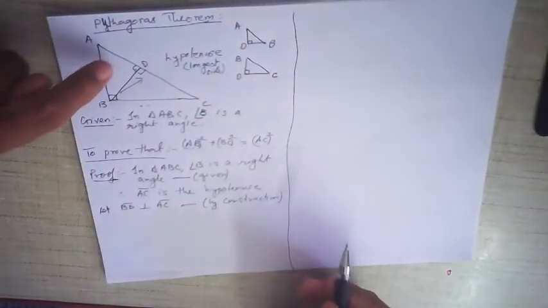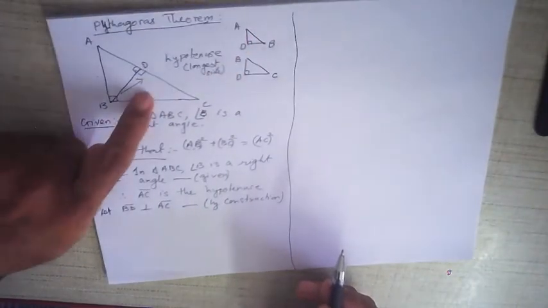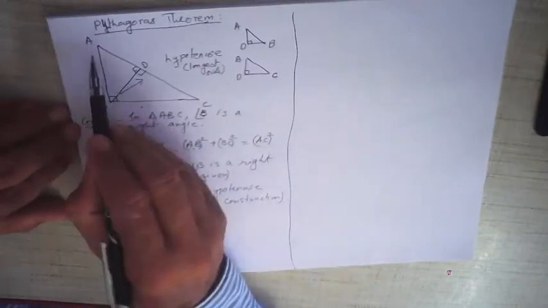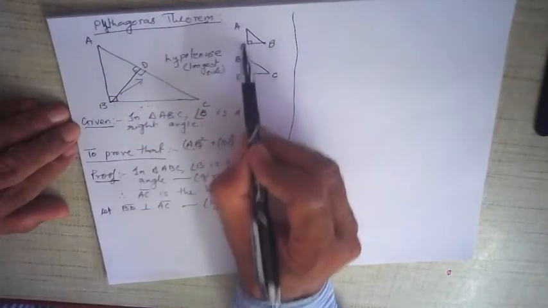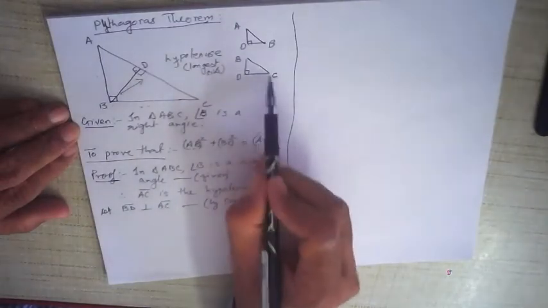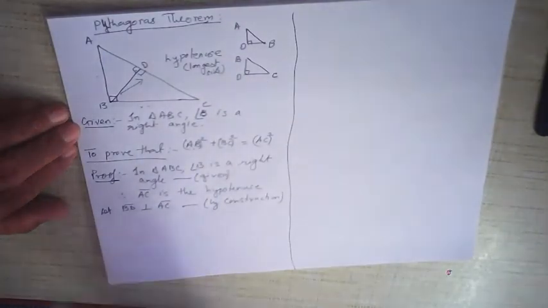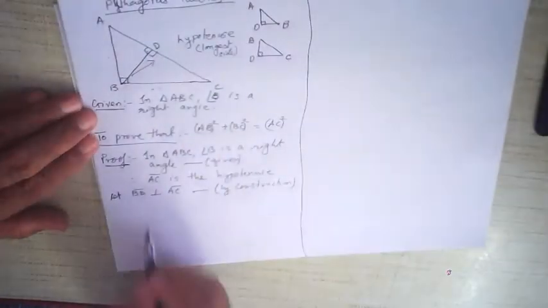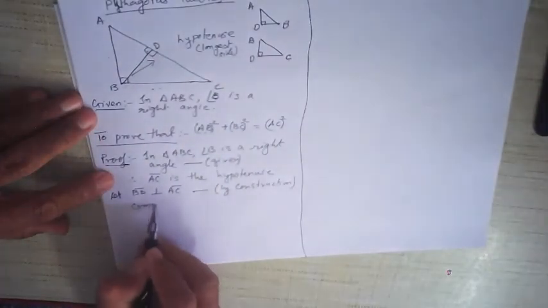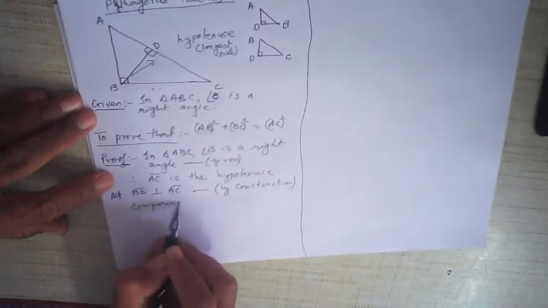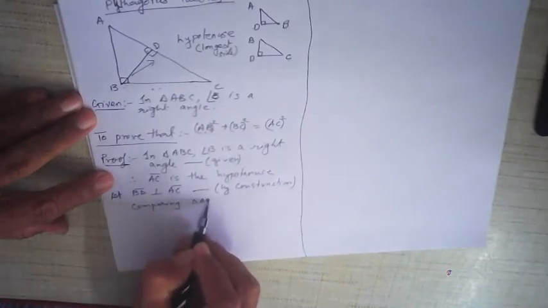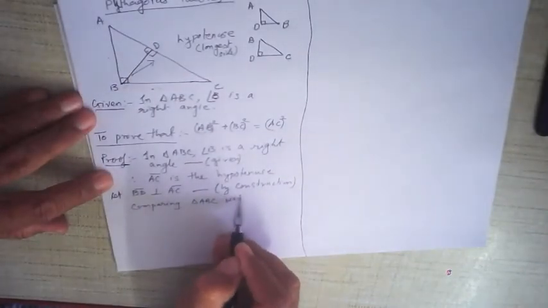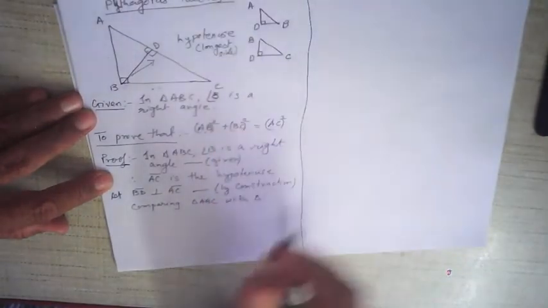So I got triangle ADB and triangle BDC, two right angle triangles. Actually, there are three triangles. Triangle ABC is the bigger triangle, triangle ADB is the smaller triangle, triangle BDC is the smaller triangle. Alright, so what we are going to do is compare triangle ABC, this bigger triangle, with triangle ADB.